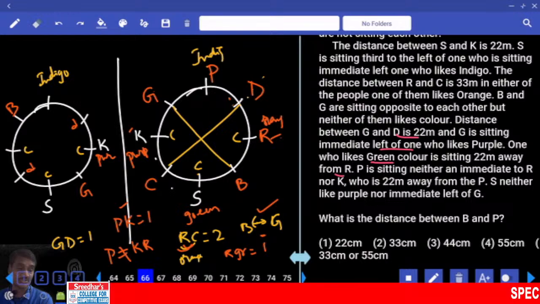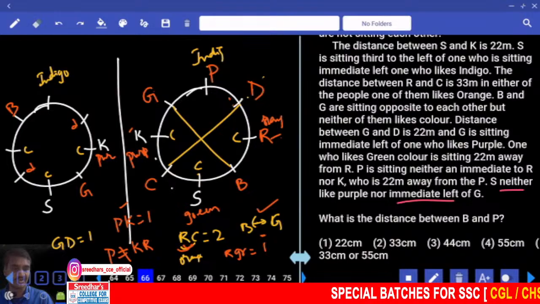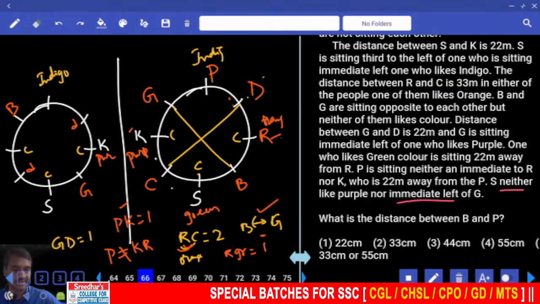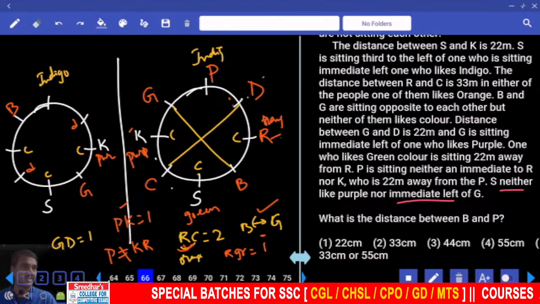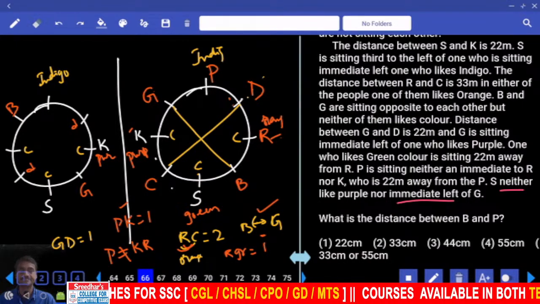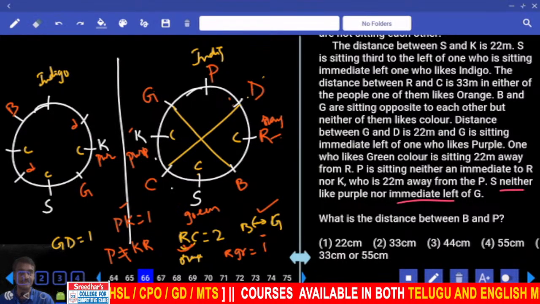Now this is from question 66 to 70. With this last information, everything tallies. S neither likes purple nor is immediate to Z. S cannot be purple and cannot be an immediate neighbor of Z. Then purple and Z are finalized, and then B will also be finalized. This is the arrangement for questions 66 to 70.